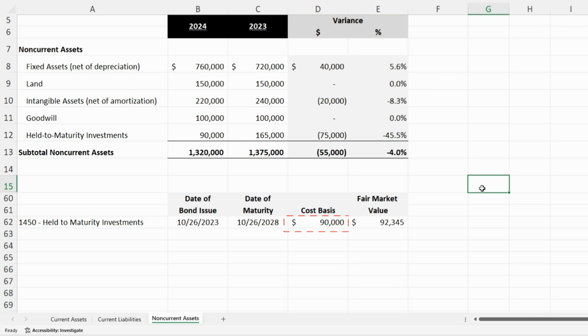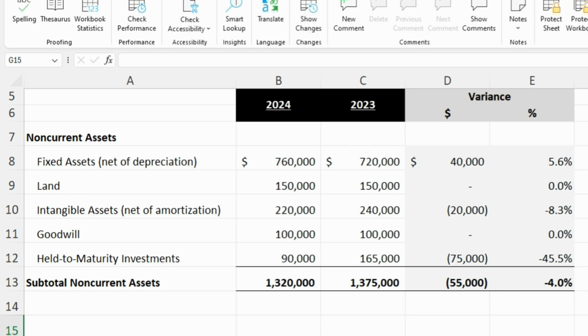Even though at 12/31/24, our fair market value is $92,345, we're going to ignore that. We'll put it as a footnote in the financial statements, but ultimately in the balance sheet, we're going to ignore the fair market value, and we're going to leave it at cost at $90,000. That's why our cost basis and our balance sheet agree to each other. That is held to maturity investments. Do not mark them to fair market value. Non-current assets. These are 5 common ones that you'll see on the balance sheet. These are assets that are good beyond a year.